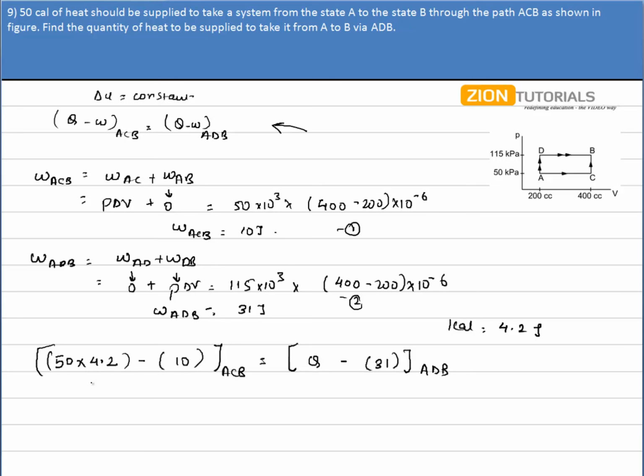So on solving this, I get the value of Q as 231 joules. When I convert it into calories, that is 231 by 4.2, that is 55 calories. That is the answer.